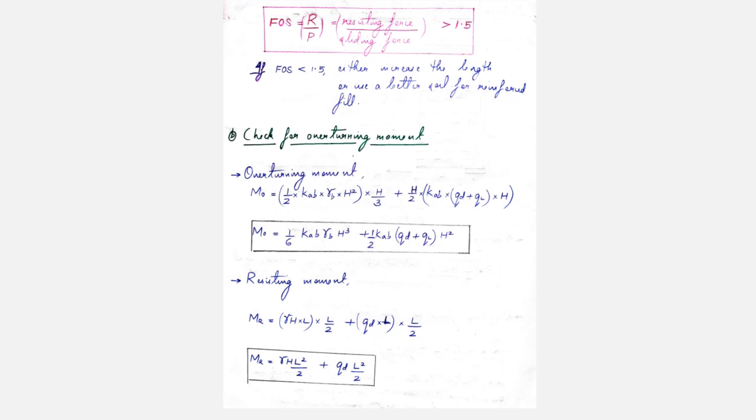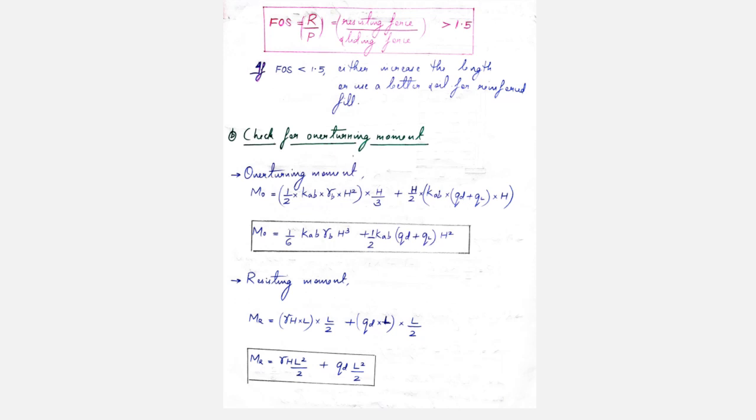If the structure is stable, the factor of safety should be greater than or at least equal to 1.5. But if the factor of safety that you have calculated is found to be less than 1.5, then you will have to change the length of the reinforced block and do the calculation again, until the factor of safety becomes either equal to or greater than 1.5.